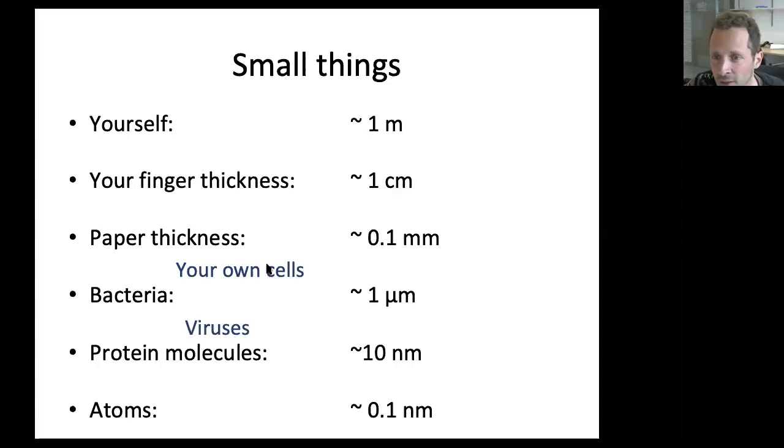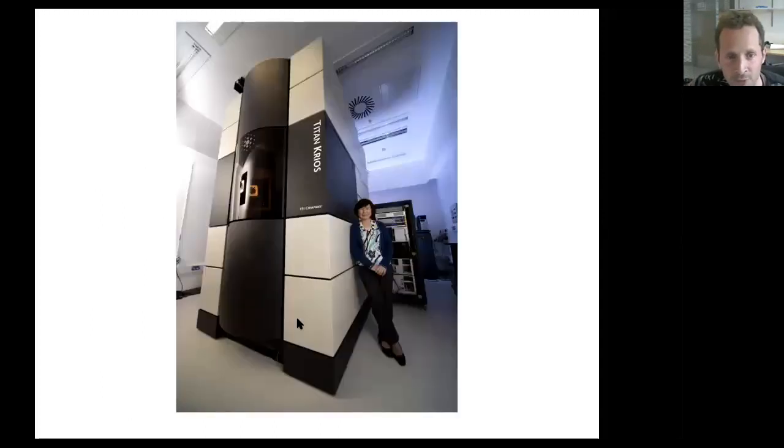You can look at those in a light microscope, but if you want to go to smaller things like viruses and protein molecules, then because the wavelength of light is several hundreds of nanometers, you can no longer directly use light to look at the details of these molecules, and that's why we use electron microscopes. This is a picture of the first Titan Krios electron microscope that was installed in our building when we moved back in 2013, and this is Xiao Chen, our EM facility manager, just next to it to give you an impression of the scale.